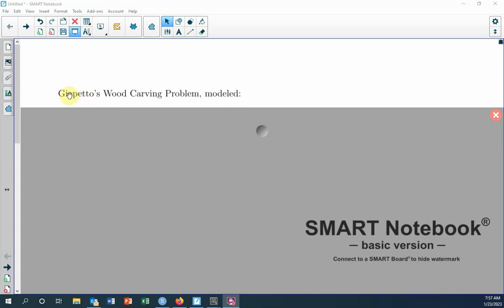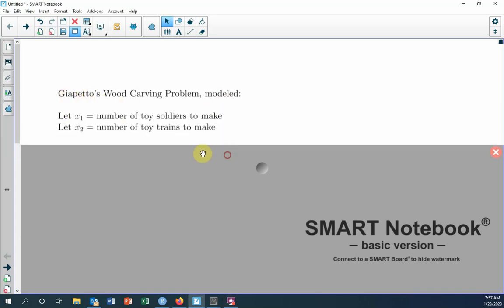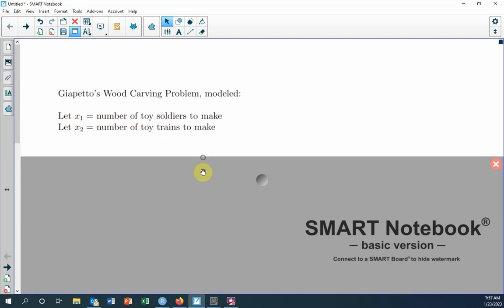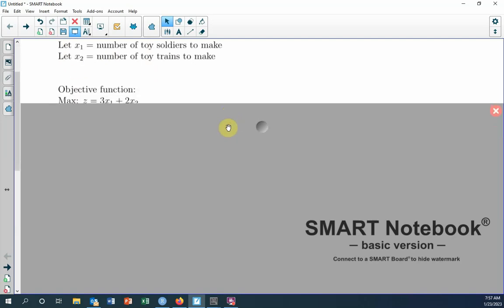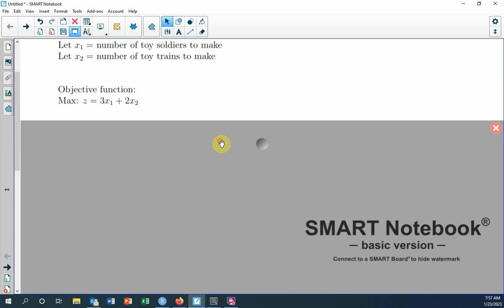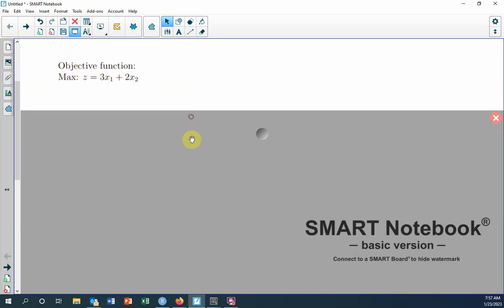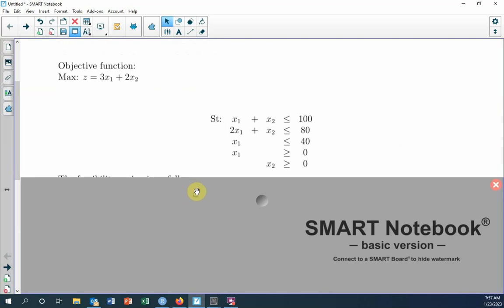But let's pick up with Geppetto's wood carving problem. We modeled it last class. We let our variables be the number of toy soldiers and the number of trains that Geppetto makes in his toy making shop. And we wanted to maximize the profit, and this was the function we wrote for profits. It's our objective function. And then our constraints, there was a constraint for carpentry time, a constraint for finishing time, like painting. There was a constraint for the demand on the toy soldiers. And then there's non-negativity. I can't make negative soldiers. I can't make negative trains.